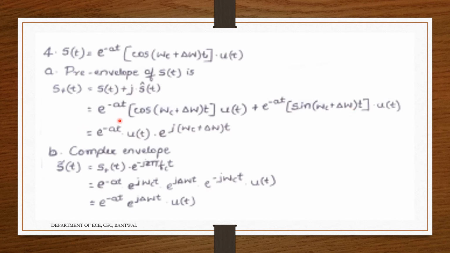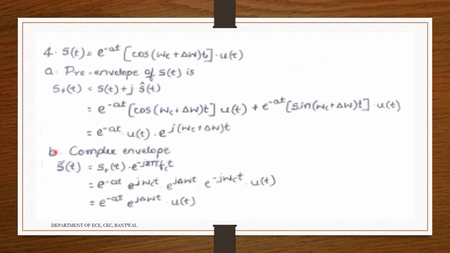So this is what you have done. The 90-degree phase should have been flipped directly here. So instead of again all the lengthy steps, this is a shortcut method. Next, e^(-at) u(t) I have taken common outside. What is remaining is nothing but e^(j(ωc + Δω)t).